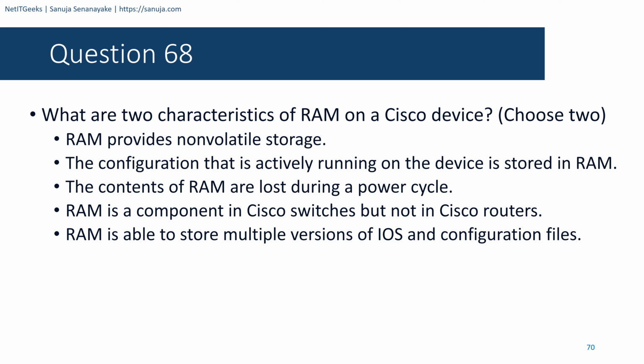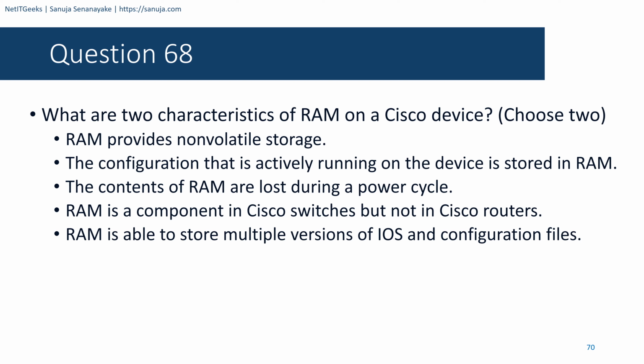Question number 68. What are 2 characteristics of RAM on a Cisco device? So this is a Cisco device specific question again. So what are the characteristics of Cisco RAM, right? RAM provides non-volatile storage. Configuration that is actively running on the device is stored on RAM. The contents of a RAM are lost during a power cycle. RAM is a component in Cisco switches but not in Cisco routers. RAM is able to store multiple versions of IOS and configuration files.